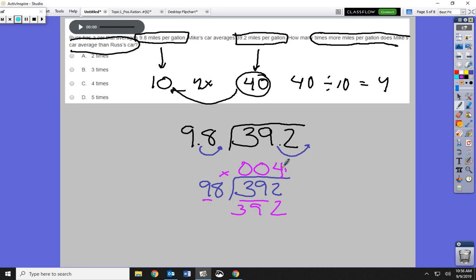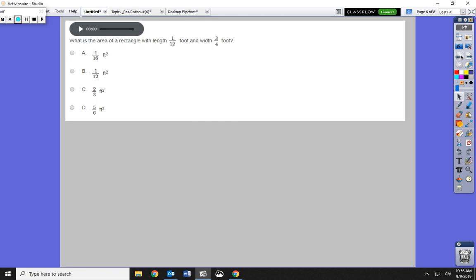Hey, look at that. Our estimate was identical to our exact answer. It's 4 times more. That was nice. But again, see how I used some estimation to give me an idea? You can do that in a test, boys and girls. I can't prompt you to do that, but I would beg and plead with you.